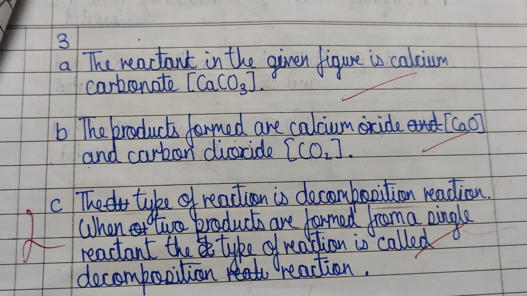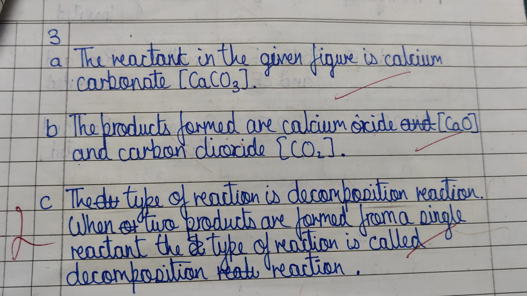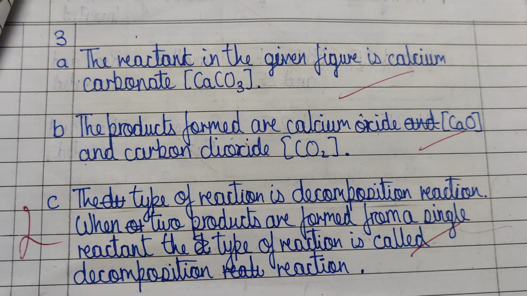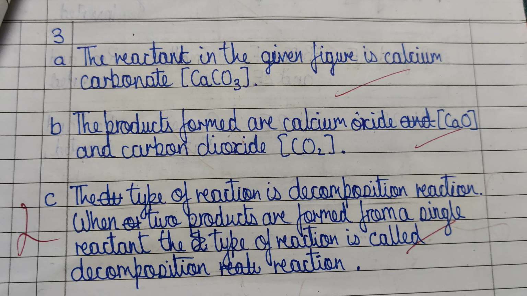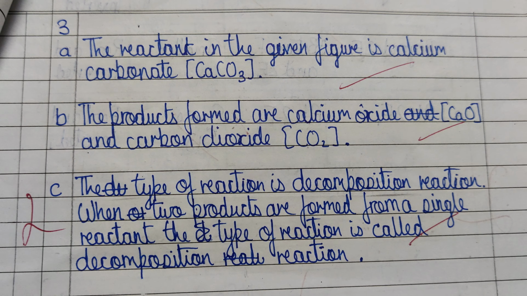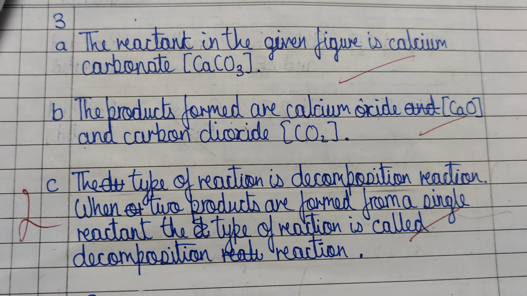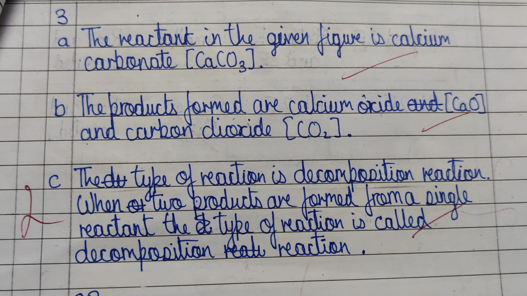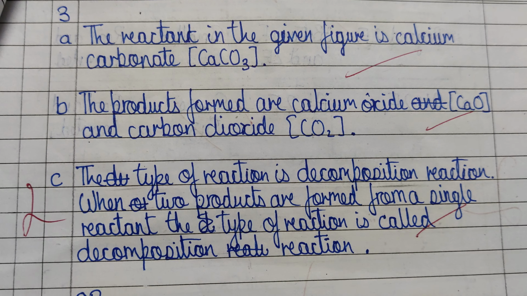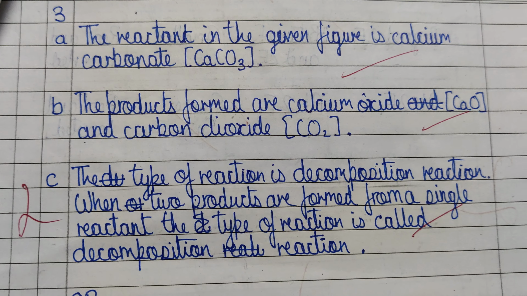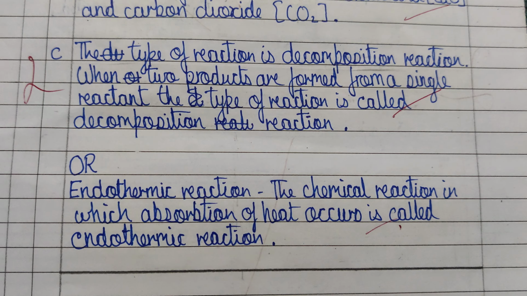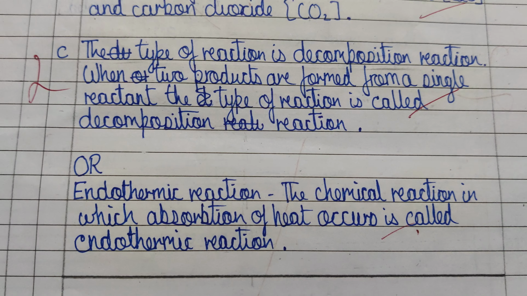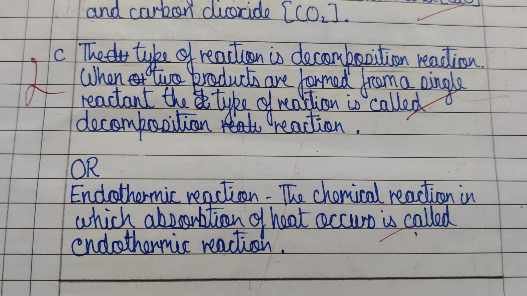Answer. The reactant in the given figure is calcium carbonate, CaCO3. The products formed are calcium oxide, CaO, and carbon dioxide, CO2. The type of reaction is decomposition reaction. When two or more products are formed from a single reactant, the type of reaction is called decomposition reaction. The chemical reaction in which absorption of heat occurs is called endothermic reaction.